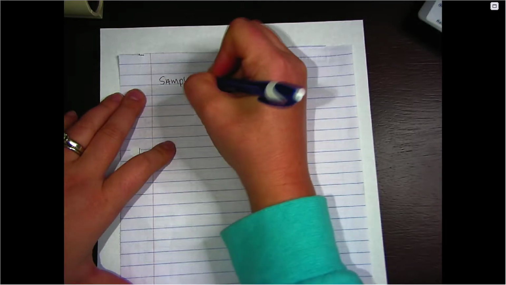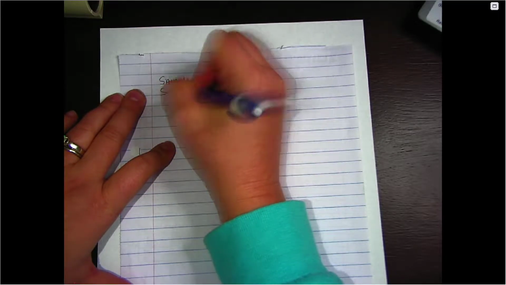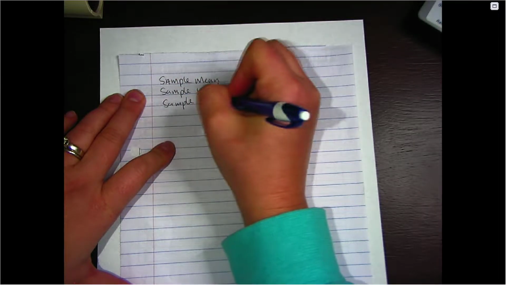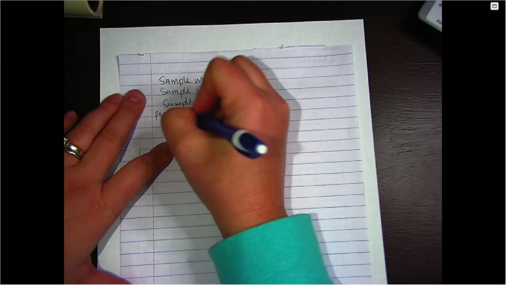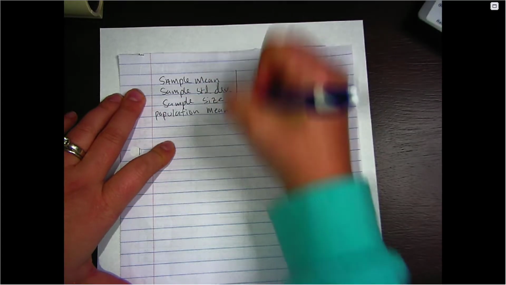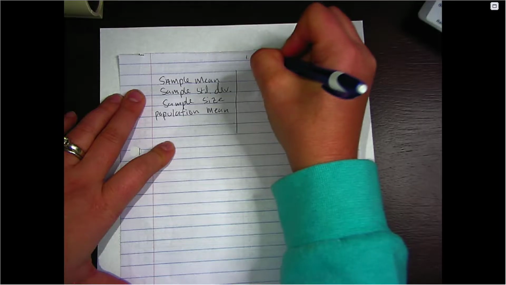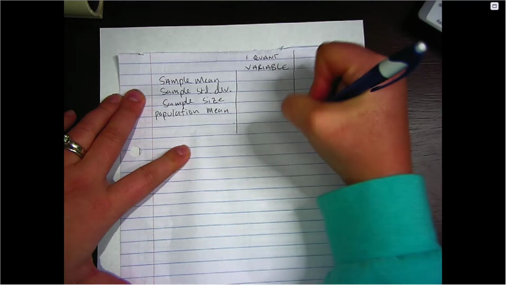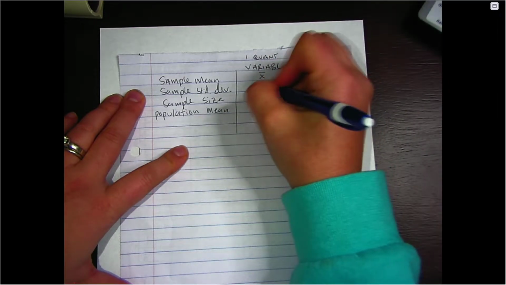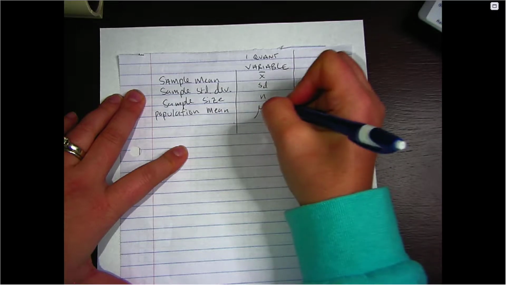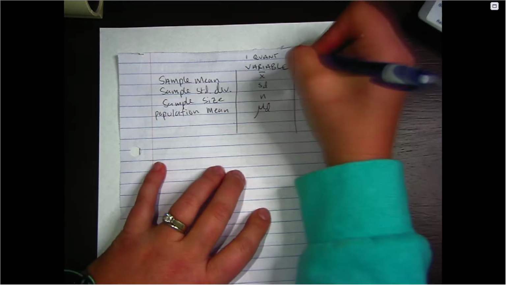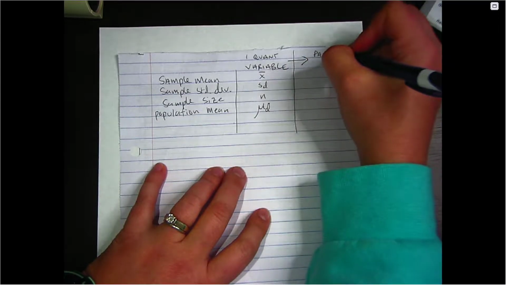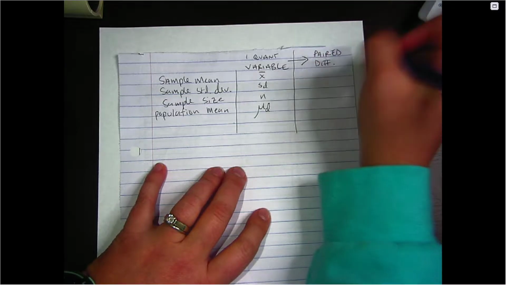So we have sample mean, we have sample standard deviation, we have sample size, and we have then the population mean. So for one quantitative variable, if you remember, the notation for these items was x bar, s, n, and then mu. Oh, Becky, I tricked you. This is one quantitative variable. This is paired differences. Silly billies.